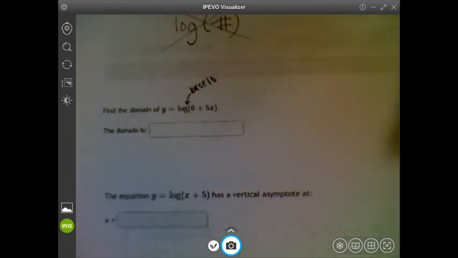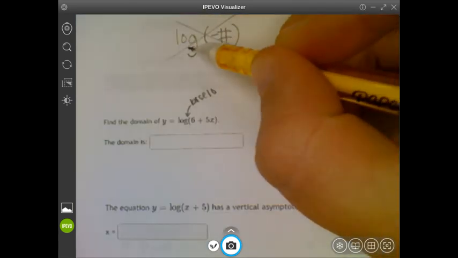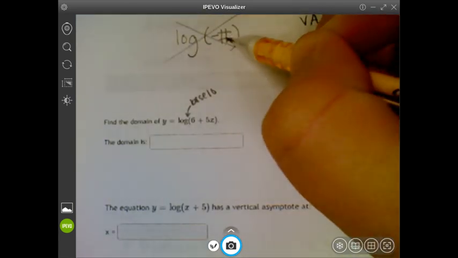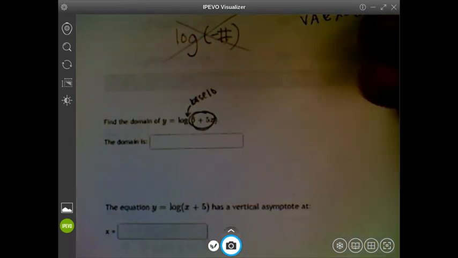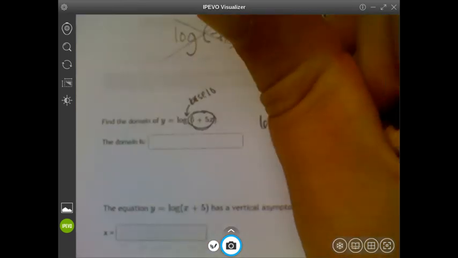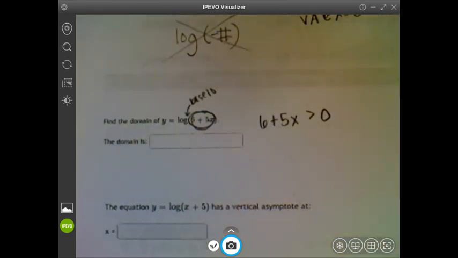And we said earlier, based off of what we noticed on the graphs, you can't take the log of a negative number. So there's a domain restriction here because whatever's on the inside of this logarithm cannot be negative. So 6 plus 5x has to be a positive number. So it has to be greater than 0. It cannot equal 0. At 0 is where the asymptote is, and we'll talk about that right here. And so we're looking for where it is greater than 0. So we just have to solve this linear inequality.